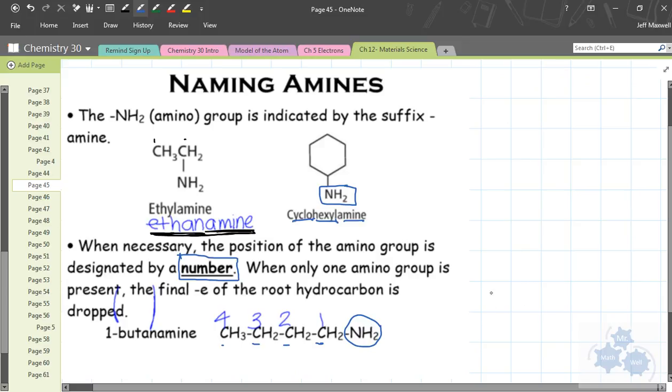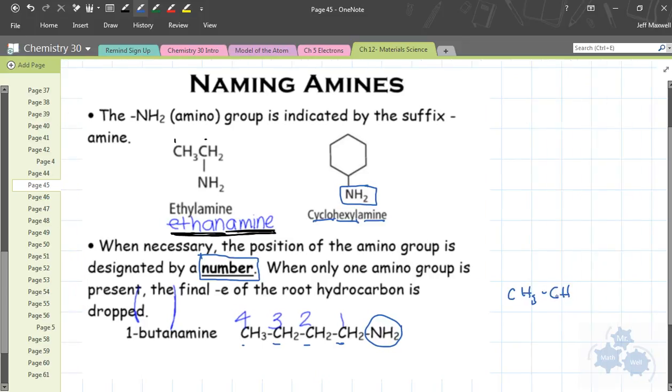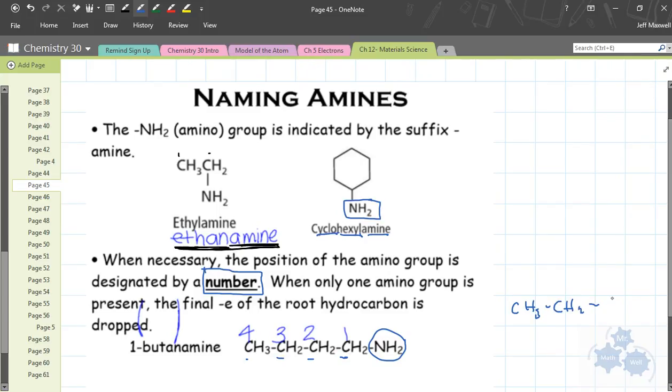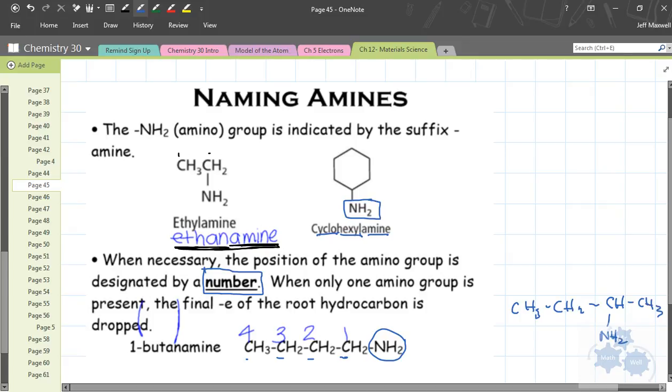And of course, if it looked like this, then this would be 2-butanamine, because we're on the second carbon over here. So 1, 2. This would be 2-butanamine. It would not be 3. You wouldn't count left to right, 1, 2, 3. No, not that way. Keep the numbers as low as possible. So that's naming some simple amino groups, amines.